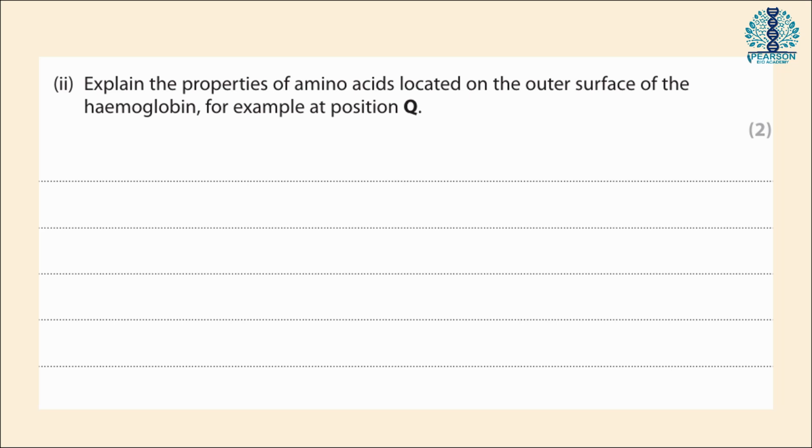So here we go with the question. Explain the properties of amino acids located on the outer surface of the hemoglobin, for example at position Q. The question mainly asks what characteristics the amino acids should have to be located on the outside of the hemoglobin molecule.